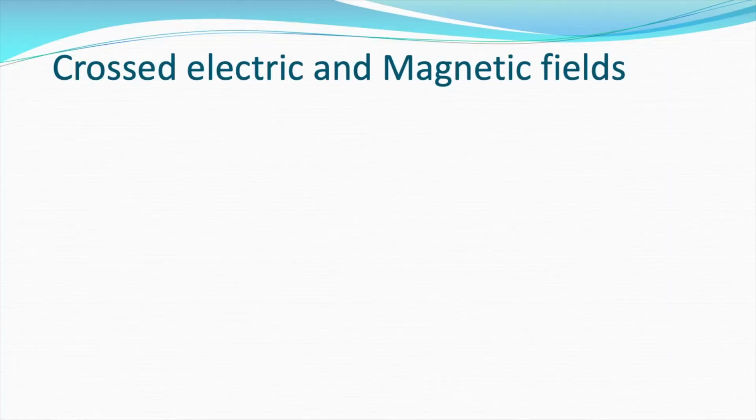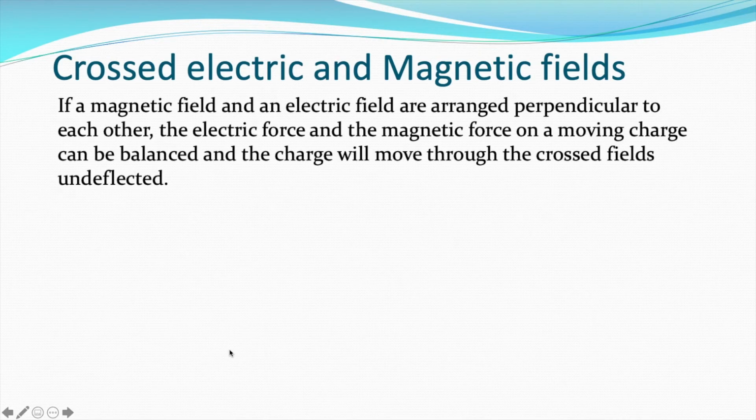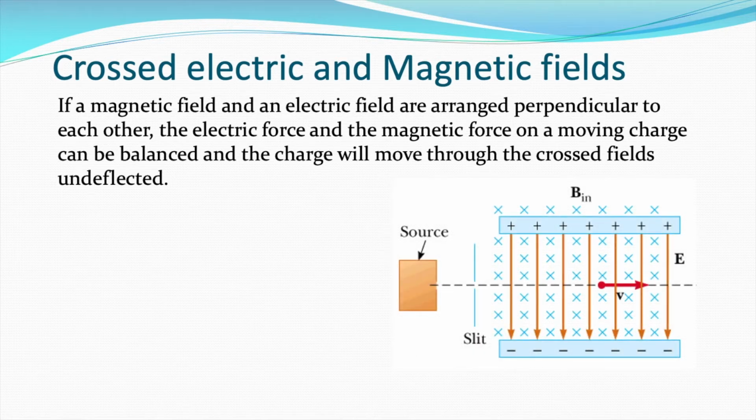Right, here are the slides that match what we've just gone over, across the electric and magnetic fields. If a magnetic field and an electric field are arranged perpendicular to each other, the electric force and the magnetic force on a moving charge can be balanced, and the charge will move through the crossed fields undeflected at a steady speed in a straight line. So there's the diagram we had on the board.